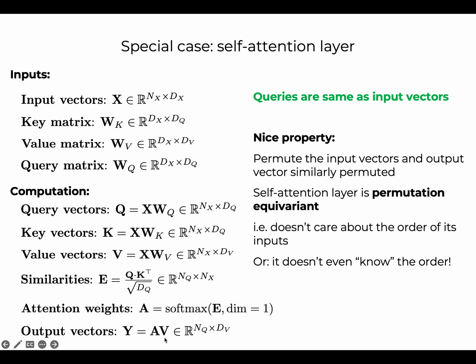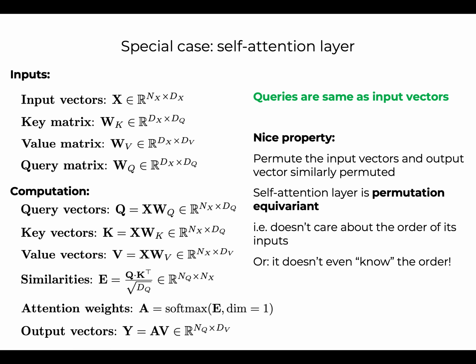Now, this self-attention layer has a very nice property. If we permute the input vectors, so if we reorder each of the set of vectors that we put into X, then the output is unchanged, it's just permuted in the same way. So what that means is this self-attention layer is permutation equivariant. So permute the input and you'll just permute the output. One other way of thinking about this is that the self-attention layer doesn't care about the order of its inputs. Or another way of putting it, it doesn't even know the order of its inputs because its computation is unaffected by the order.